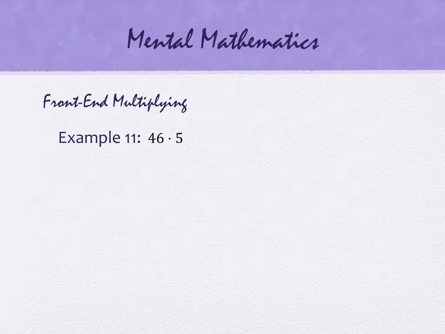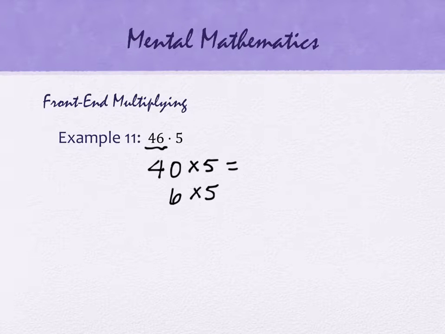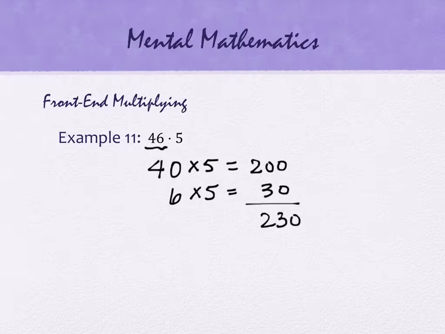All right, so the first one is front end multiplying. And so front end multiplying does the following. What it does is it multiplies each of the digits by the second value. So basically what it does is it takes 46 and it breaks it apart into 40 and 6. And it multiplies each of those individually by 5. So 40 times 5 is 200, and 6 times 5 is 30, and those added together is 230.